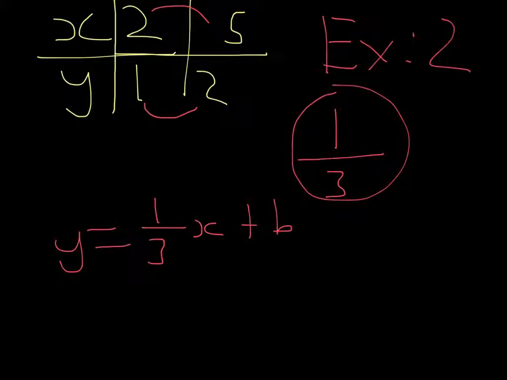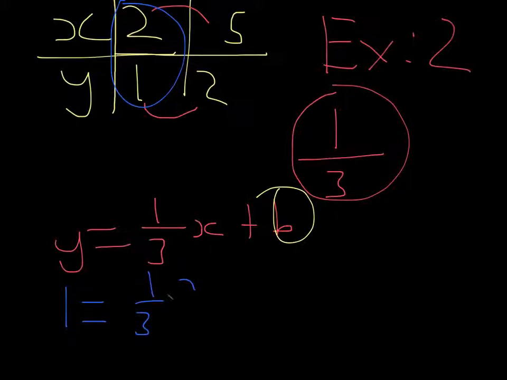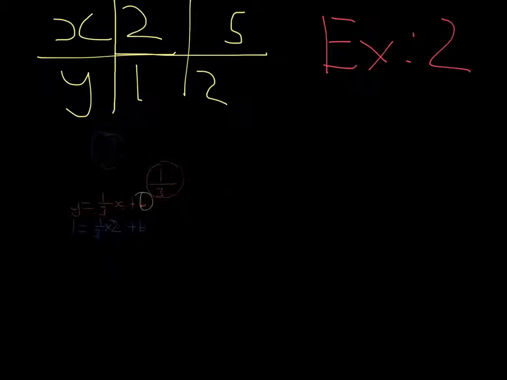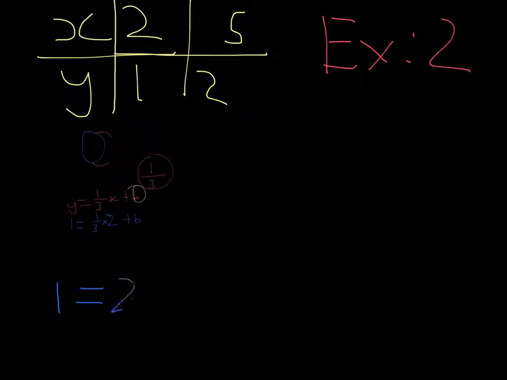Now we have to try to find out what b is. So we have to just substitute. So we'll just substitute 2 and 1. So 2 is x and 1 is y. So 1 equals 1 over 3 times 2 plus b. So if we simplify that, it will equal 1 equals 2 over 3 plus b.